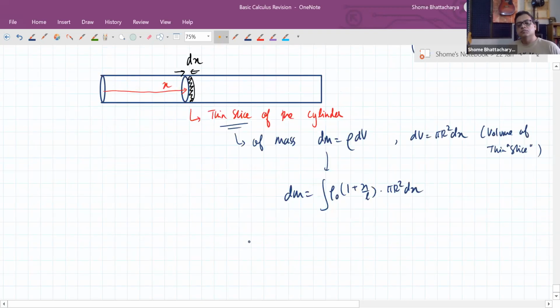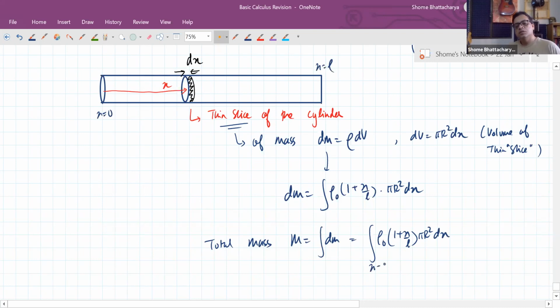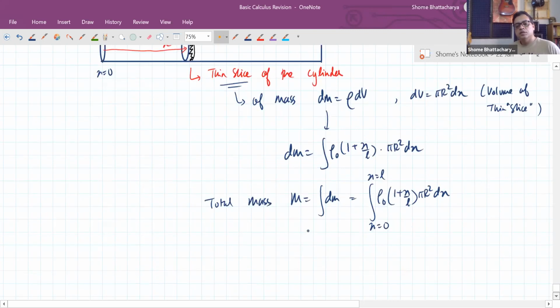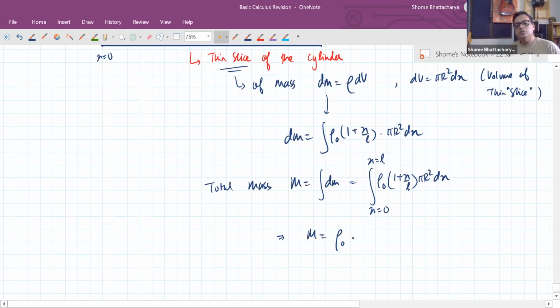Okay. So the total mass will come as the summation of all these slices by integration. So we are summing up the masses of all these slices by using integration. Starting from the slice over here, which is at x equal to 0, right up to the slice over here, which is at x equal to L. So the limits of integration will be x equal to 0 to x equal to L. So m becomes, take the constants outside, and you're left with this integration 1 plus x by L from x equal to 0 to x equal to L.